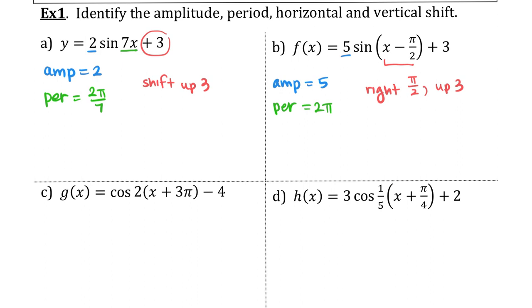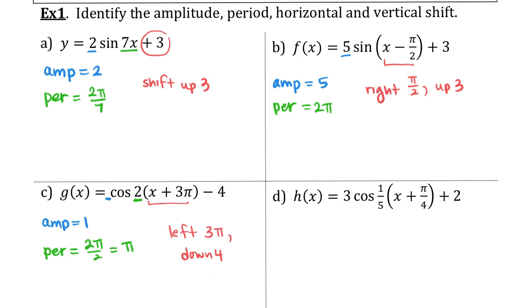Okay, g of x equals cosine of 2 times x plus 3 pi minus 4. Okay, amplitude. There's no vertical stretch, so the amplitude's 1. Let's do period. Normal period for cosine is 2 pi, but there is a coefficient of 2 in front of the x, so this is 2 pi divided by 2, which is just pi. Now horizontal and vertical shift, x plus 3 pi. So that's going to go left, 3 pi. Anything else? Yeah, down 4.